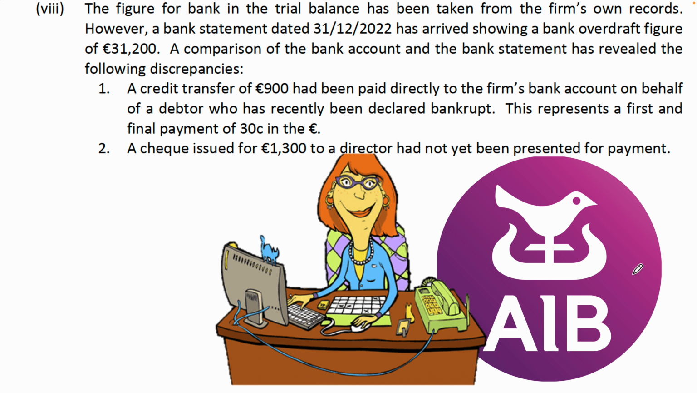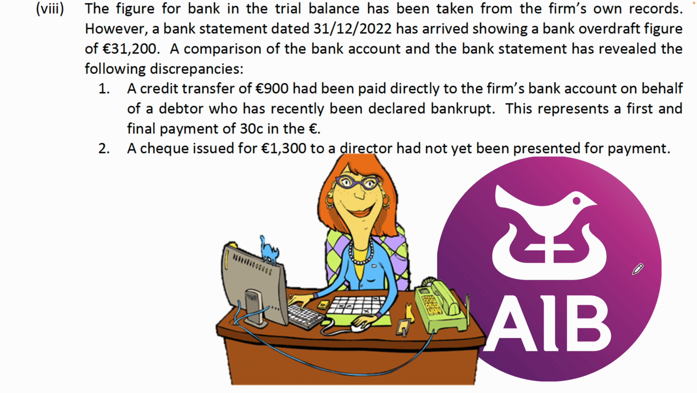Number 1, a credit transfer of €900 had been paid directly to the firm's bank account on behalf of a debtor who has recently been declared bankrupt. This represents a first and final payment of 30 cents in the euro. And number 2, a cheque issued for €1,300 to a director had not yet been presented for payment.